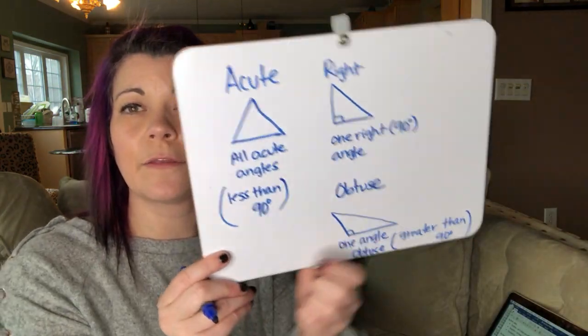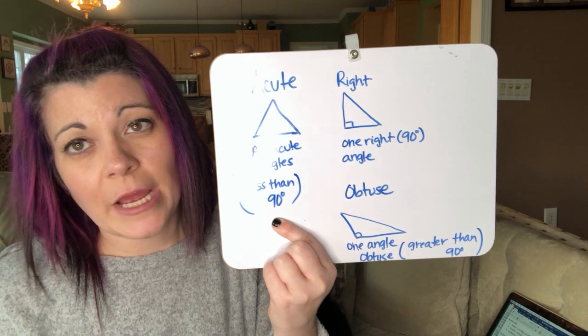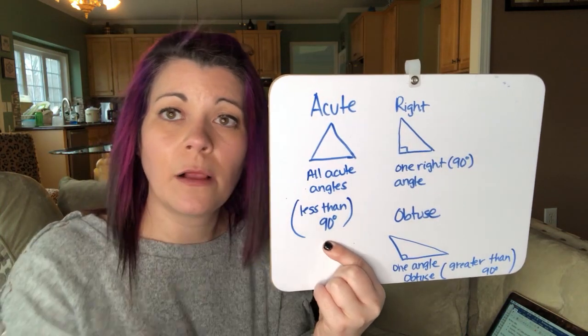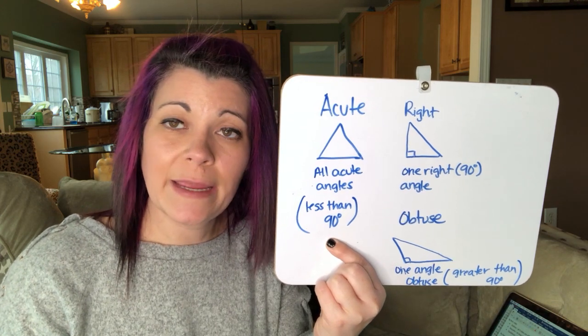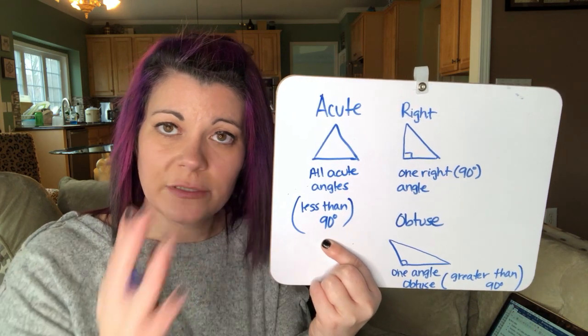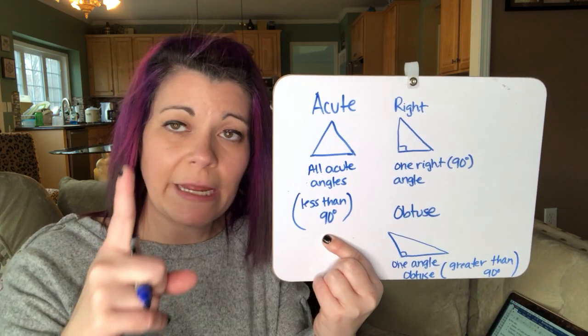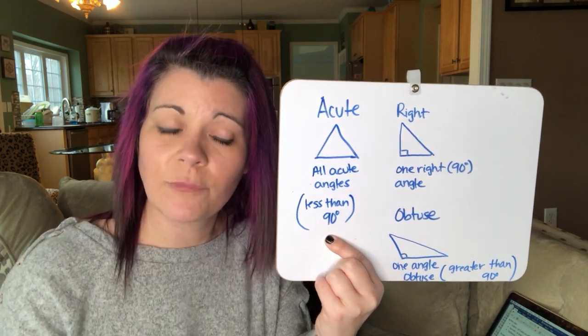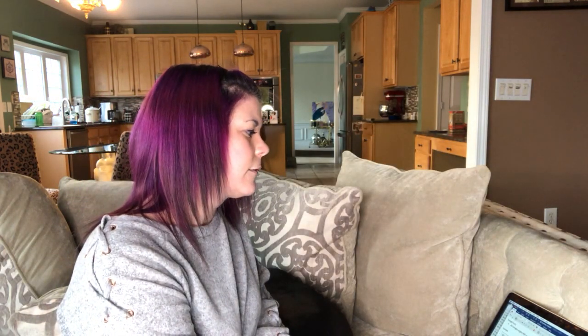So these are the three ways to classify a triangle with their angles. Acute, all angles are acute. Acute means less than 90. A right triangle, one angle is a right angle, which means 90 degrees. And for an obtuse triangle, just one angle has to be obtuse, and obtuse means greater than 90. So those are the ways to classify triangles.